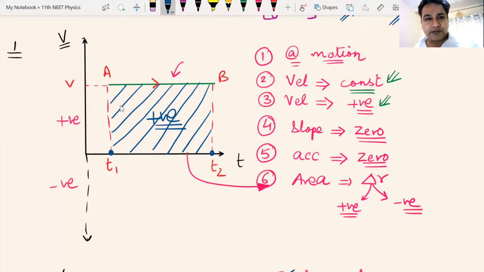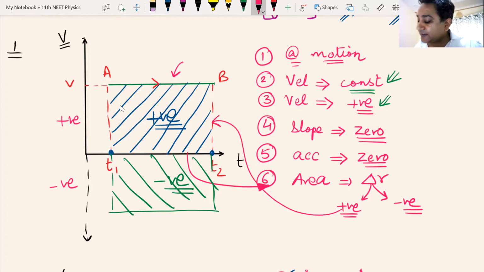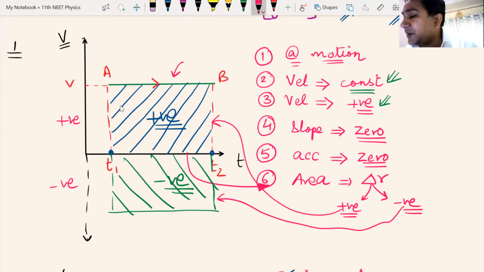When will the area be negative for displacement? If I had the velocity time graph like this, and then found this area which is below the time axis, it will be taken as negative. Am I clear? What have I discussed here? If the area is above the time axis, it would be taken as positive. If the area is below the time axis, it would be taken as negative.